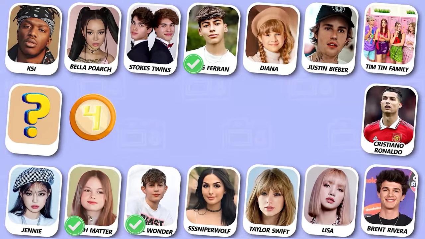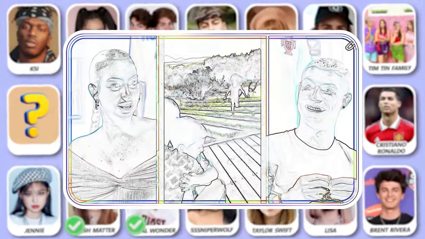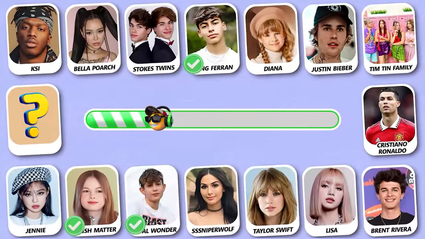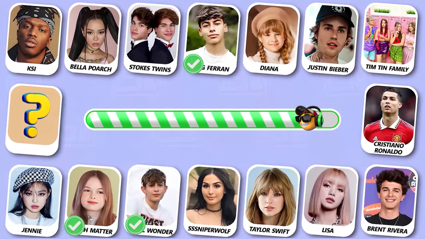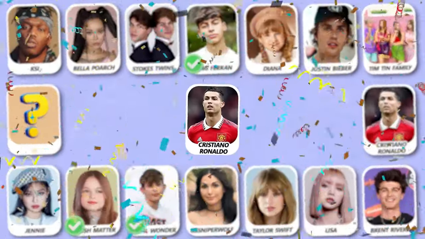Number 4. Who is this? Wonderful! It's Cristiano Ronaldo!